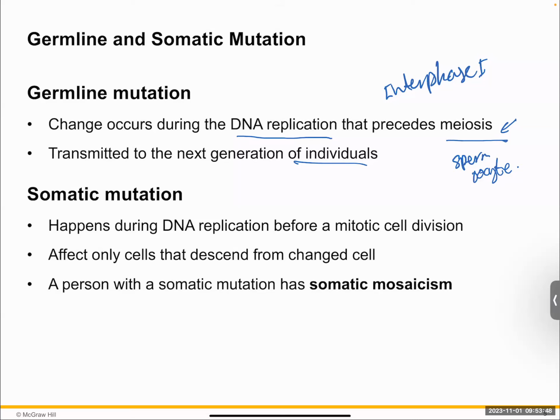Somatic mutation, on the other hand, involves cells that you already have. This is associated with mitotic cell division, so it is going to affect a specific category of cells. The DNA replication is still going to be in the interphase of the cell division process, but associated with mitosis. Therefore, it only affects the descendants of a certain group of cells. A person with a somatic mutation has what we call somatic mosaicism, which means you will not see it throughout their whole body, but only in parts or sections of their body.